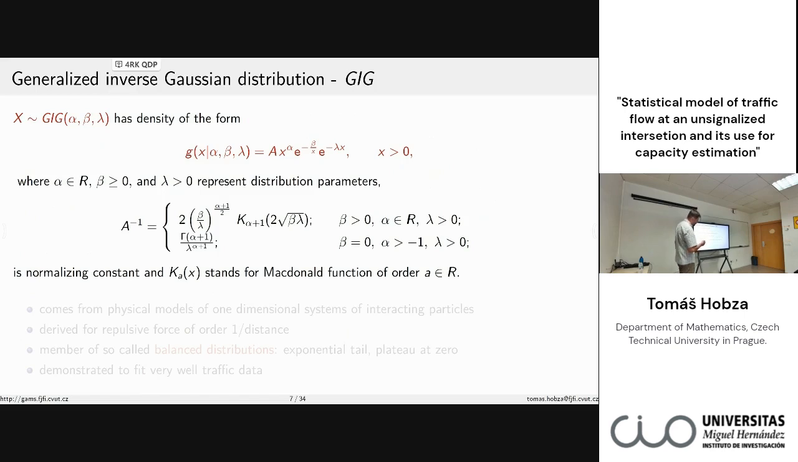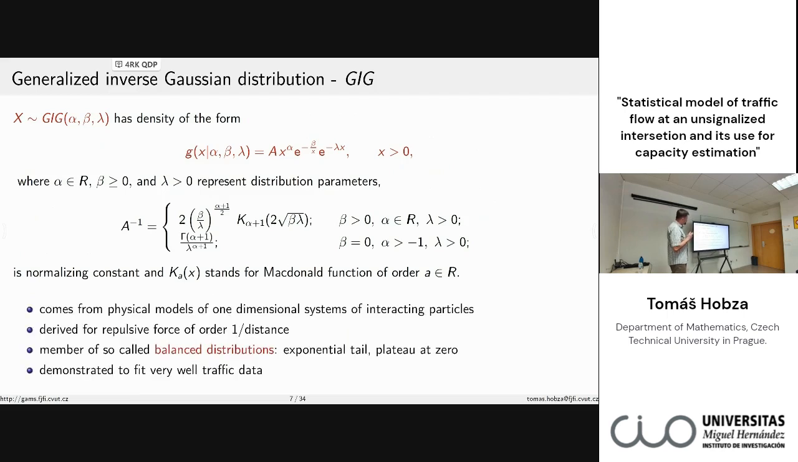And what is important for us is this parameter beta, e to the minus beta over x, because this term makes the density close to zero near zero. And this is important because the clearances between two cars have the property that drivers try to keep away a little bit. So there is a minimum distance you want to maintain all the time. So we need a density which is zero near zero, and can have a so-called plateau.